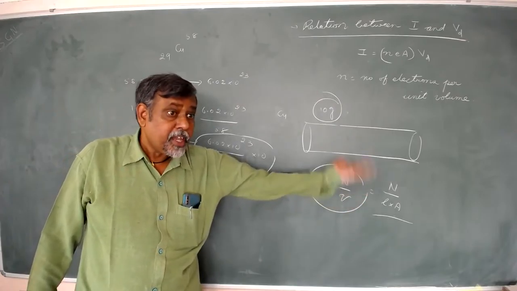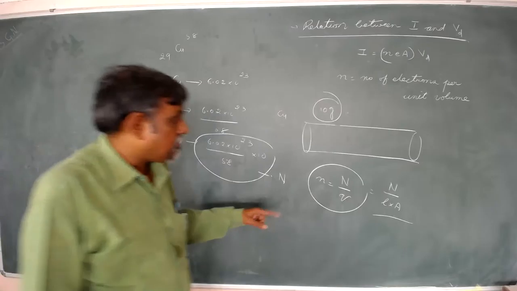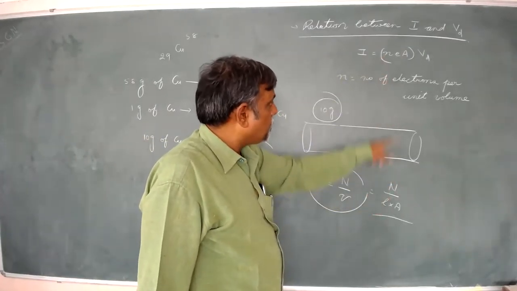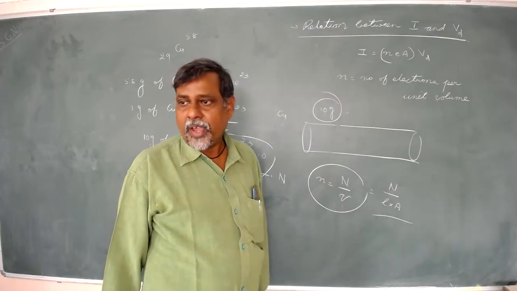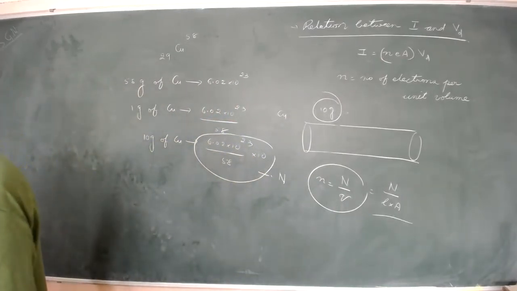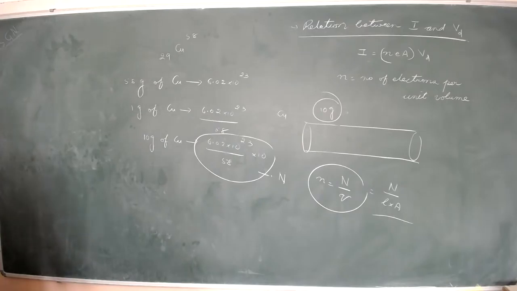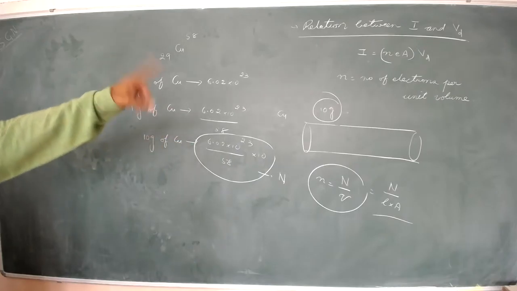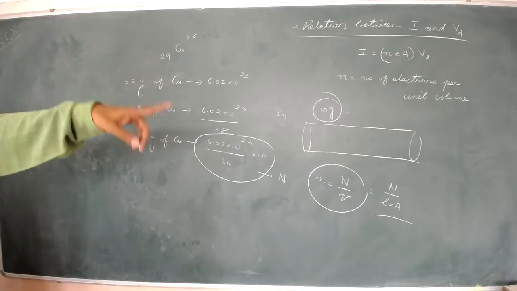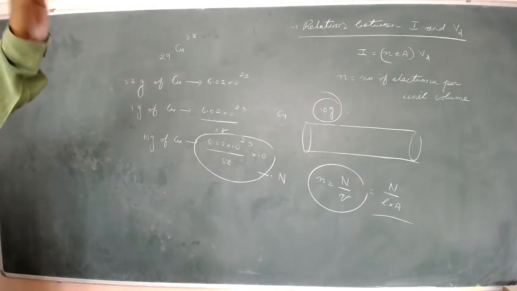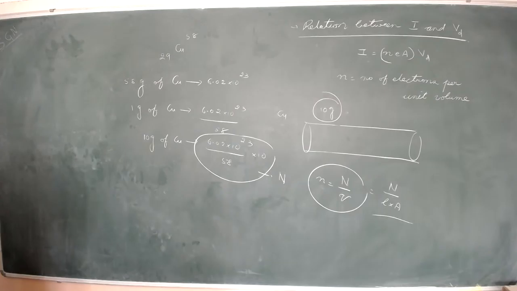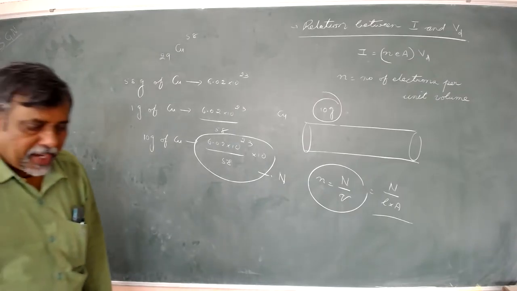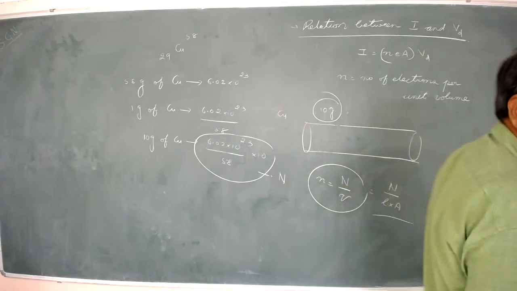Ultimately, this is the electrons per unit volume, so this becomes small n. This value you need to substitute in the equation. Very important point: small n means number of electrons per unit volume. Volume you need to calculate. The total number of particles, by using Avogadro's number, you calculate to get capital N. Divide that by volume, then you will get small n. That much you have to do for small n.